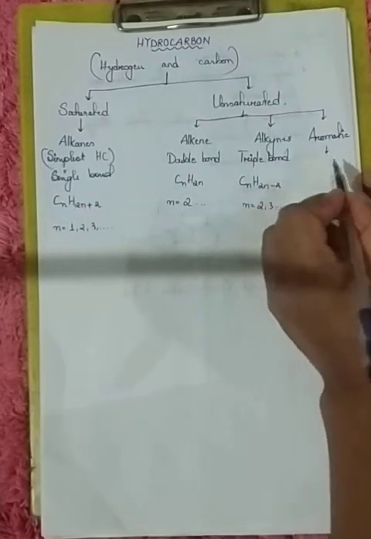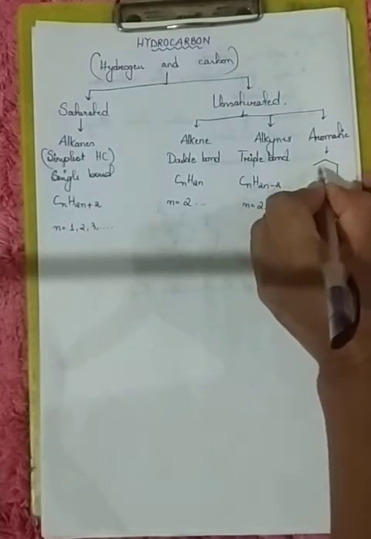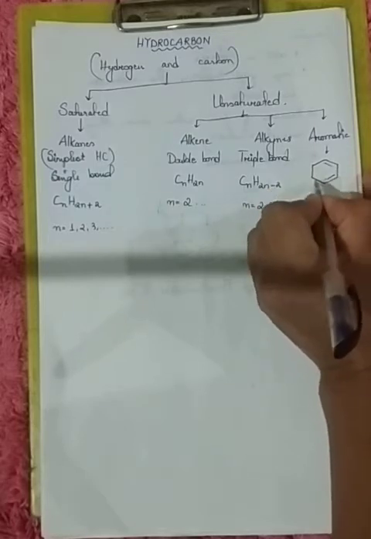Now aromatic hydrocarbons consist of a benzene ring. Remember, aromatic means it should consist of a benzene ring. That means it should follow Huckel's rule. That also you'll be studying in your higher classes. Now let's move on to our saturated alkanes.